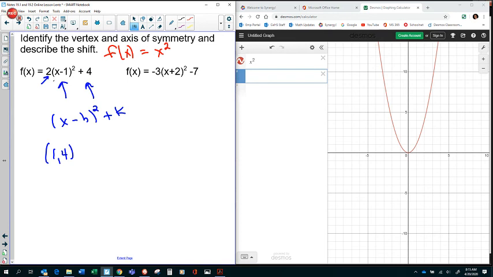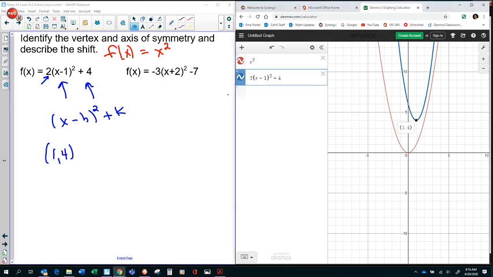Interesting. Does it open up or down? Go ahead and graph it right now over here in Desmos and see what happens to the red function as opposed to the blue one. Okay, if you graph the blue one, again, you don't have to put the f of x in. If you did, that's fine. I just put 2 times x minus 1 squared.